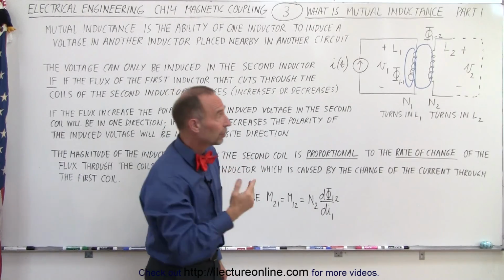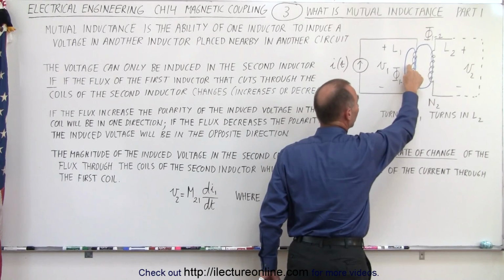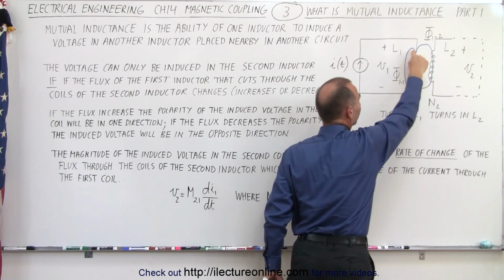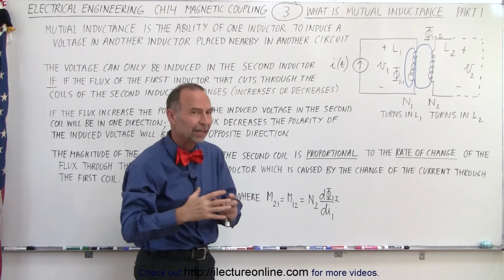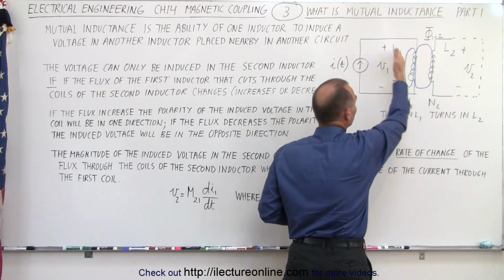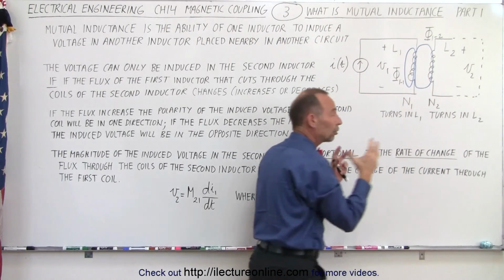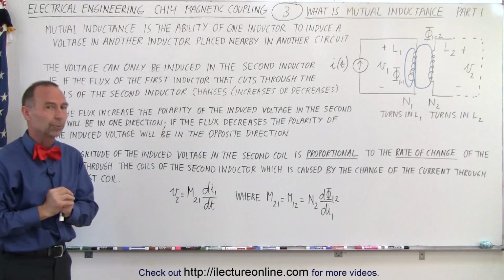In order to have mutual inductance, we must have a changing current in the first coil such that the flux going through the coils of the first coil and also through the coils of the second coil change. And it's that change of the flux in the second coil caused by the change in current in the first circuit that causes that mutual inductance. So let's read some of the definitions we have on the board.